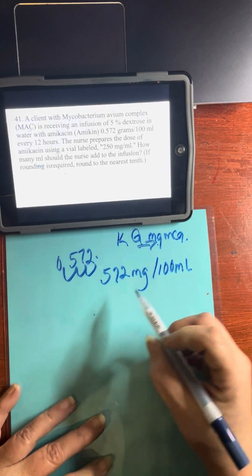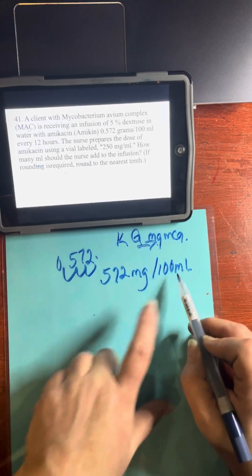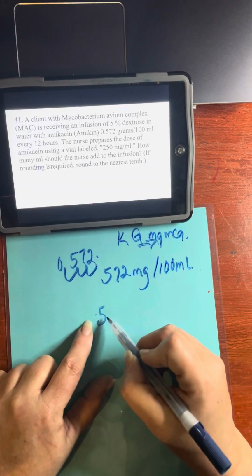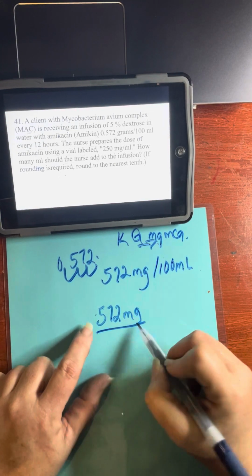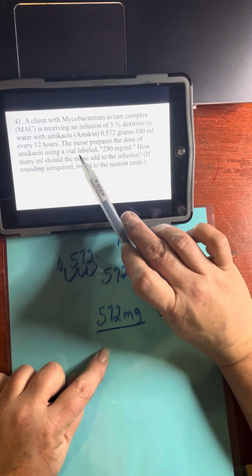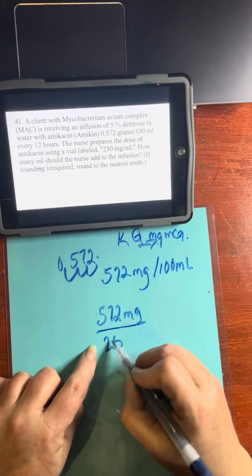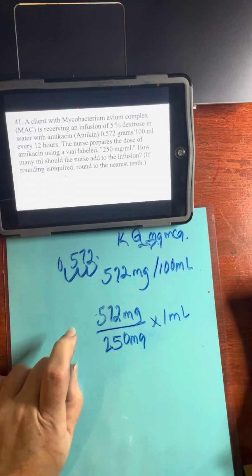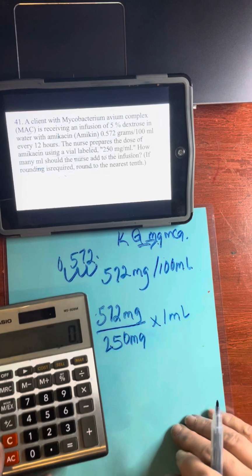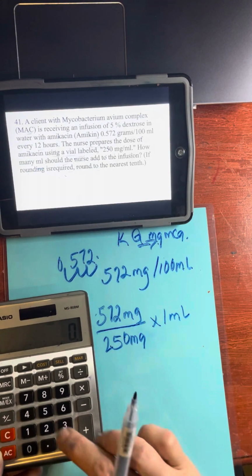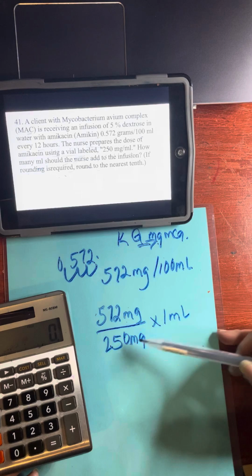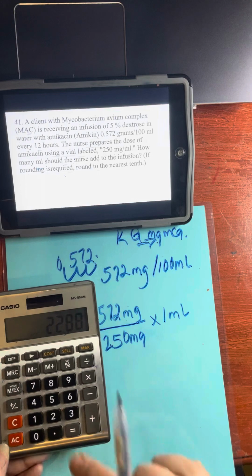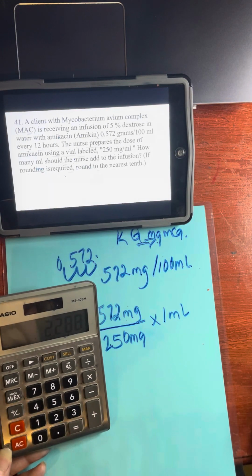So what he wants, because we have to add this medicine to this 100 milliliter bag, is 572 milligrams. What I have in my hand in this vial is 250 milligrams per 1 ml. So we're going to do this divided by that times that. 572 divided by 250 equals, times 1 milliliter.